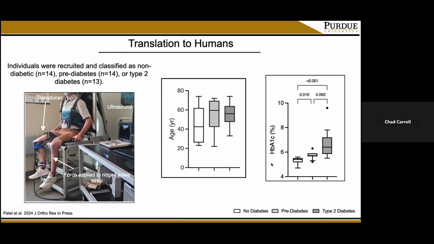But what we have is a setup where we affix an ultrasound probe over the patellar tendon. And as a running joke, we need a long linear probe. The only one we could find is a vet rectal probe. So, brand new, and no, we don't study rectal function. But we strap them in here to a leg strap, and this is hooked to a load cell and to the ultrasound. We have them perform an isometric contraction, and we collect a video image of the tendon during the contraction.